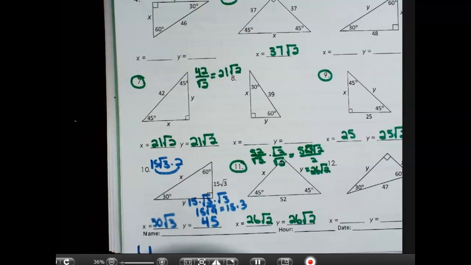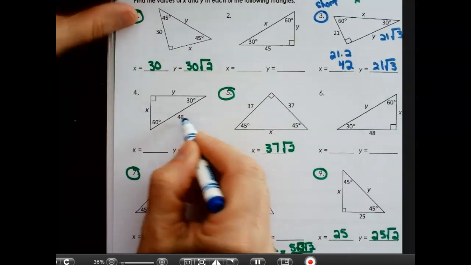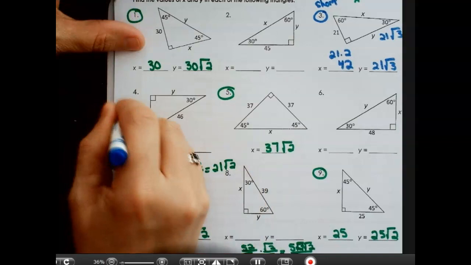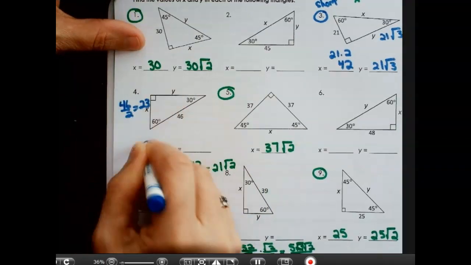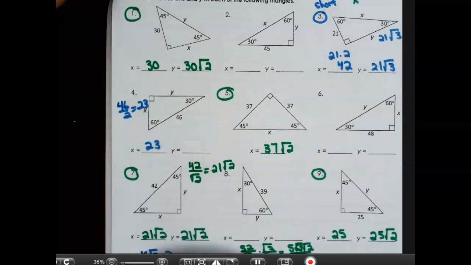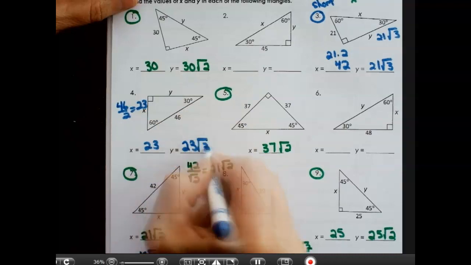Now let's go look for those where you have the hypotenuse. I'm going to start with number 4. On this one, I've got the hypotenuse. So to get from here to here, I multiply by 2. So if I'm going to go backwards, I'm going to divide by 2, and we end up with x is equal to 23. And then to get from the short to the long, we are multiplying by radical 3.